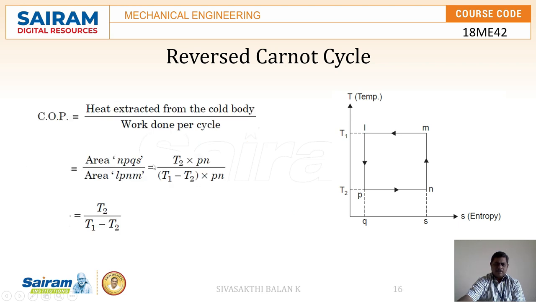PN is common in both numerator and denominator, so it is easy for us to remove PN on both sides. The only value left is T2 divided by T1 minus T2, where T2 is the cold temperature or sink temperature and T1 is the source temperature or the maximum temperature of the cycle.